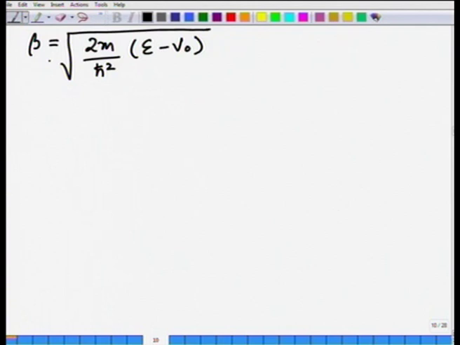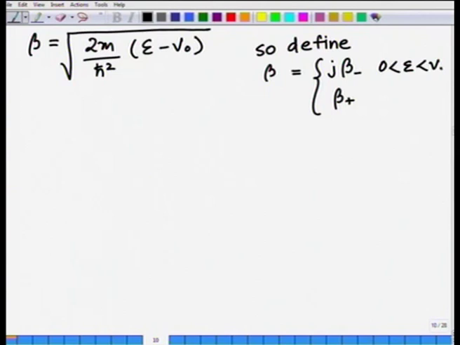So, what we are going to define is, so that we will define beta as equal to j times beta minus or beta plus, so that both these quantities, beta minus or beta plus, are always real. When energy is less than V0 and when energy is greater than V0, then of course beta plus is anyway real, so we will call beta as beta plus. When energy is less than V0, then beta is imaginary. Therefore, we explicitly write that as beta minus, so that beta minus is real.